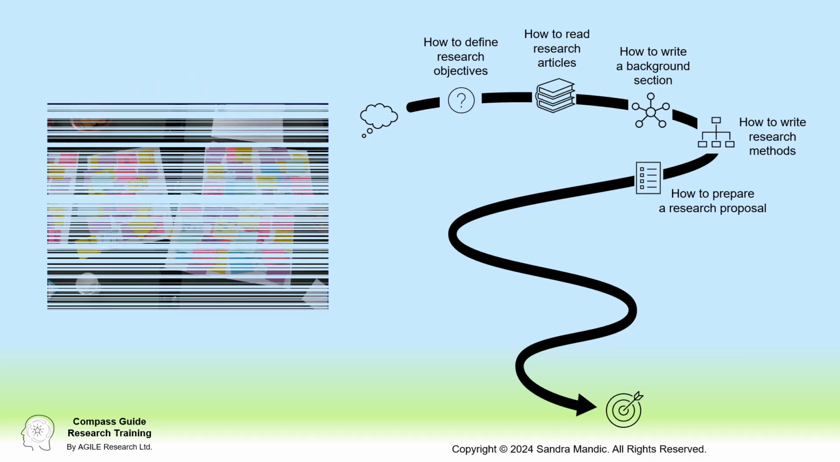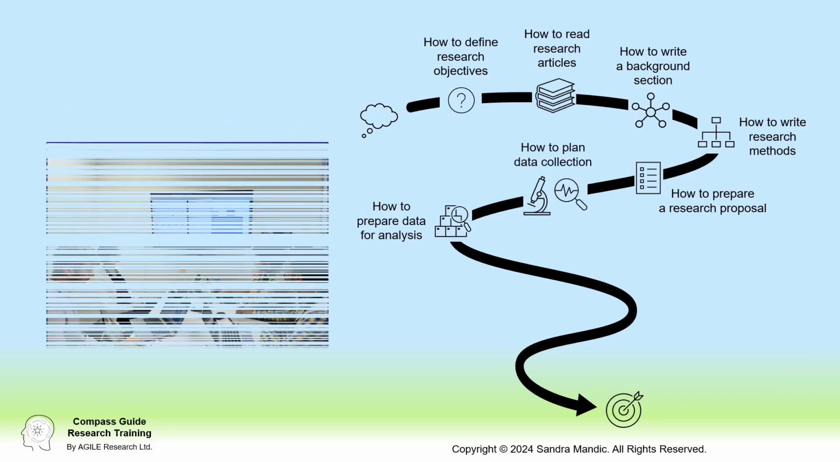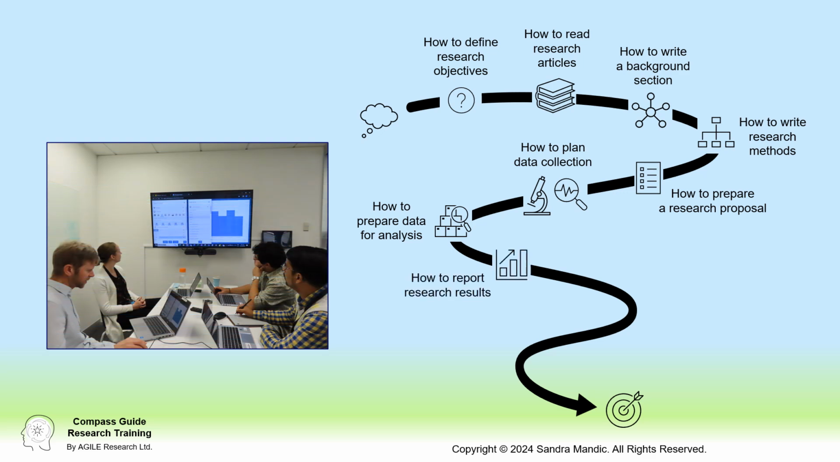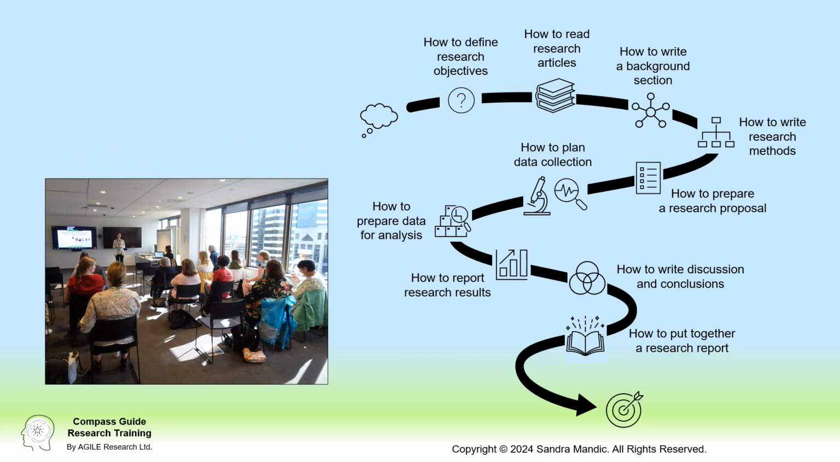You will learn about planning research data collection and preparing collected data for analysis. This book will also offer you guidelines for reporting research results, writing discussion and conclusion sections, and putting together your research report. In the final section of this book, you will find tips and suggestions for preparing effective presentations to share your research findings, as well as basic guidance for writing research abstracts and scientific journal articles.